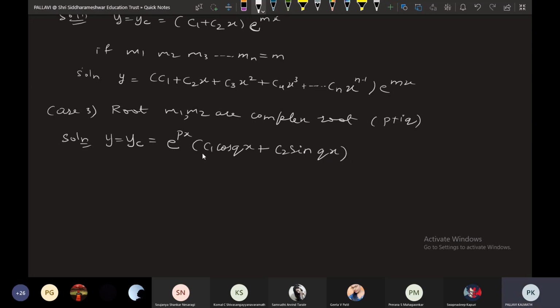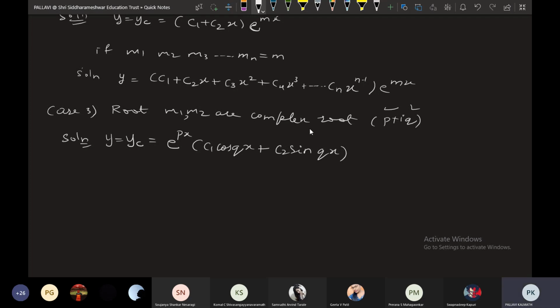Okay, so see once more. e raised to the real part p x, you will take here, into c1 cos of the imaginary part qx plus c2 sin qx. Okay, this is if you have m1 and m2 as the two complex roots.